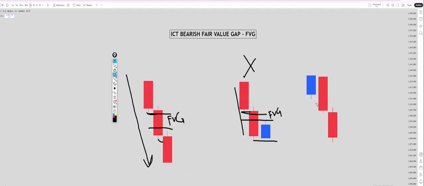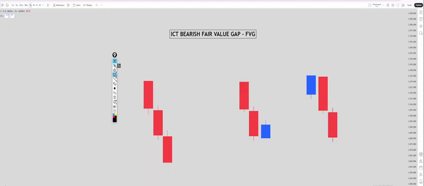In this fair value gap, you can see a gap between the low of the first candlestick and the high of the third candlestick. This will be marked as a fair value gap and it's a strong fair value gap. Momentum seems to be continuing because price has broken the low of the first candlestick here, the second candlestick here, and the move looks like this and momentum looks continuing. So this is the idea of the bearish fair value gap.